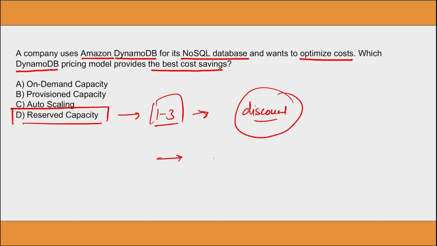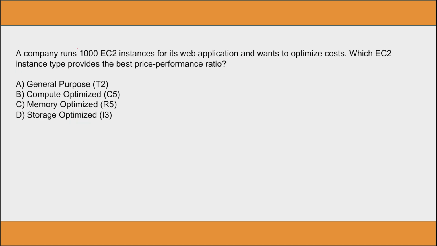And these reserved capacity that we are using are basically used when we know our work is predictable. Correct. So for predictable workloads, these reserved capacities are used. This will provide significant cost saving and will also be helpful in capacity planning. So reserved capacity.